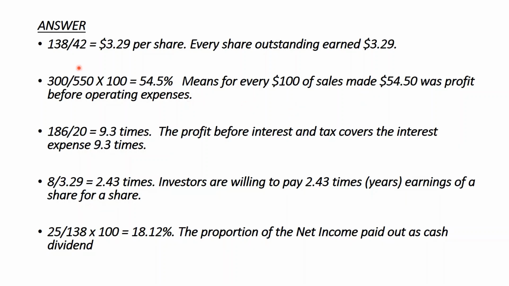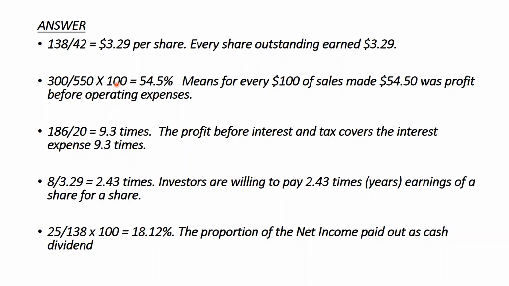The first one we have here is the earnings per share, and what that tells us is that every share outstanding earned $3.29. It doesn't tell you anything more than that because you don't have a comparative income statement or the figures for another company or the industry. So all you can get from that is that every share outstanding earned $3.29.